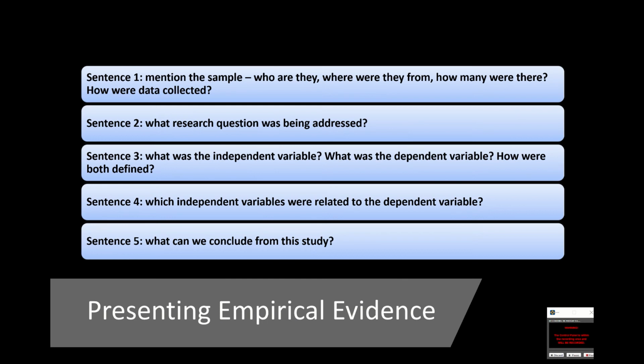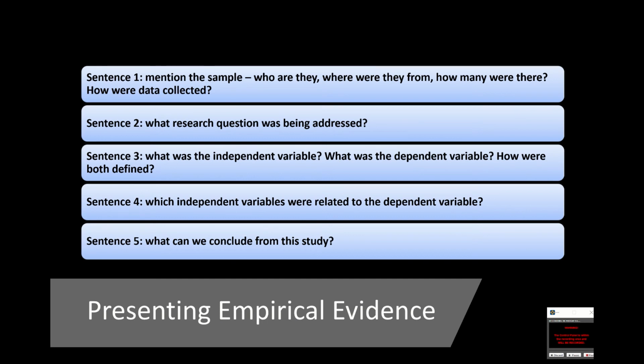Sentence 4 can describe which independent variables, if any, were related to the dependent variable. And don't just say something like attachment was related to offending. The reason why you don't want to say this vague statement is because you haven't explained the direction of the relationship between the independent variable and the dependent variable.